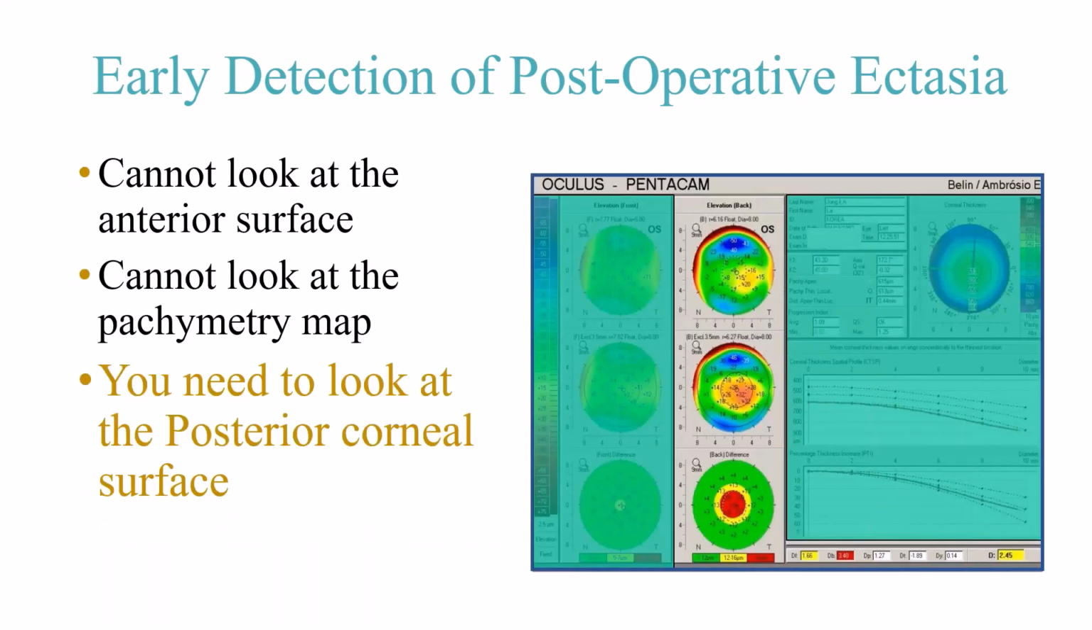So if you want to look at the BAD, this is the only part that you can actually look at. You can't look, as I said, at the anterior surface. You can't look at the pachymetry map. These will all be abnormal. You need to look at the posterior corneal surface. However, there's a problem with that.